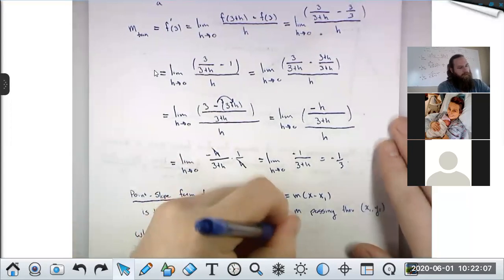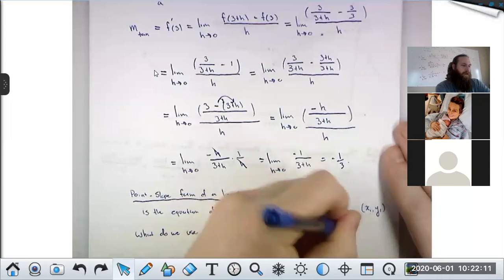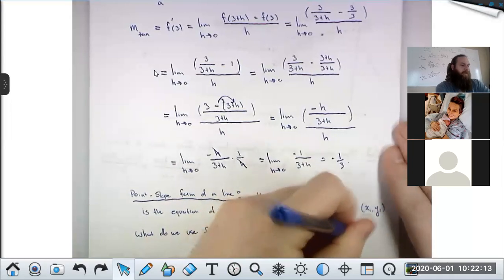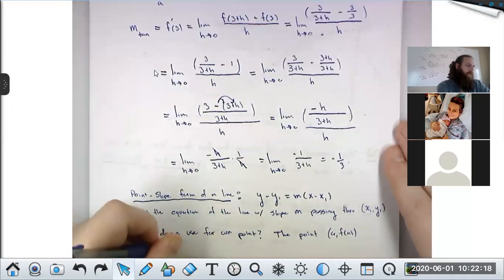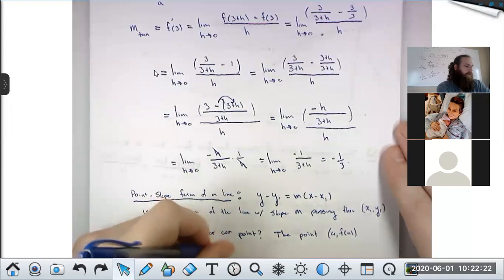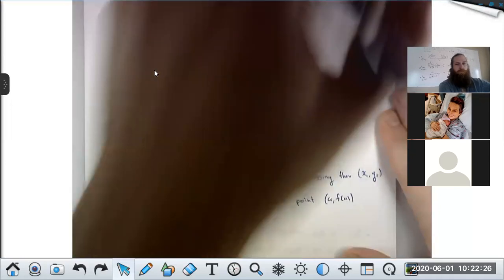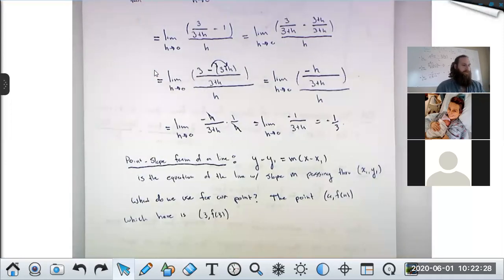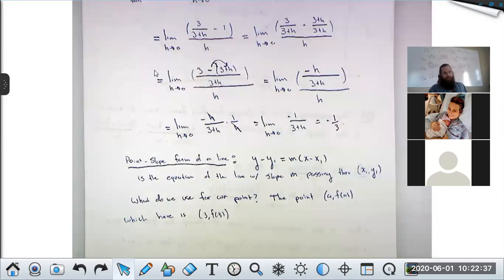The point of tangency, a comma f of a, which here is 3 comma f of 3. Because I'm looking for the equation of the tangent line at x equals 3.